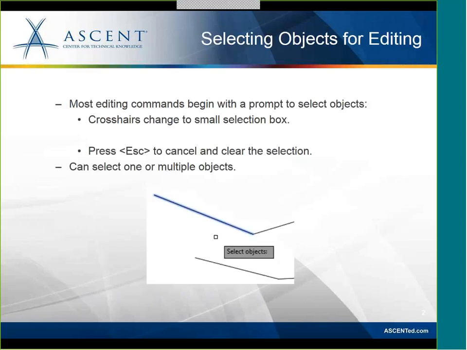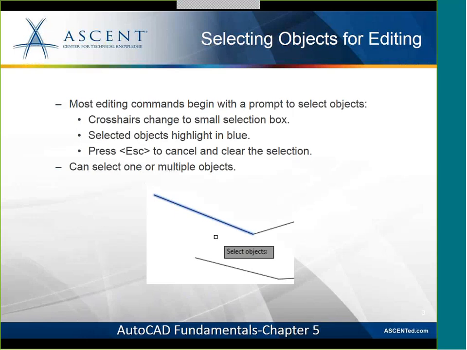Yeah, exactly. So when we are in an editing command, and it doesn't matter which editing command you're in, it can be move, copy, stretch, rotate, array, any of those commands all need you to select the objects. When you start one of those editing commands, the first thing it's going to do is ask you to select those objects. And what happens to your crosshair? Well, that crosshair changes to a small box. And when you start selecting the objects, they highlight in a blue color.